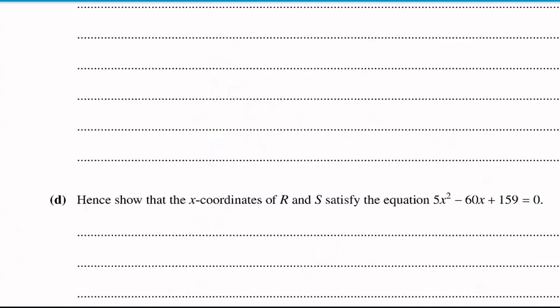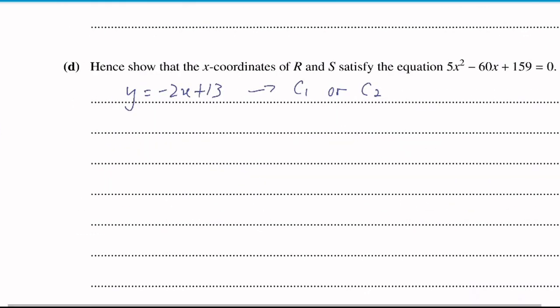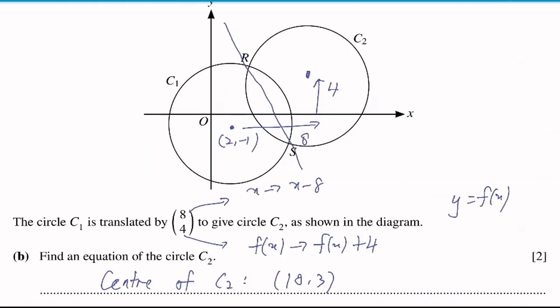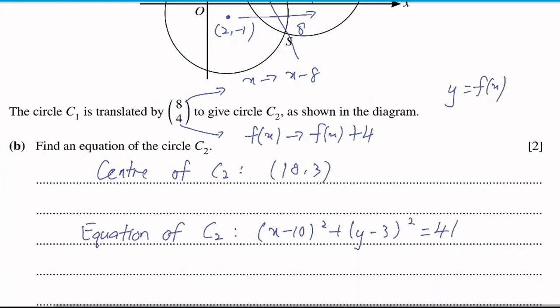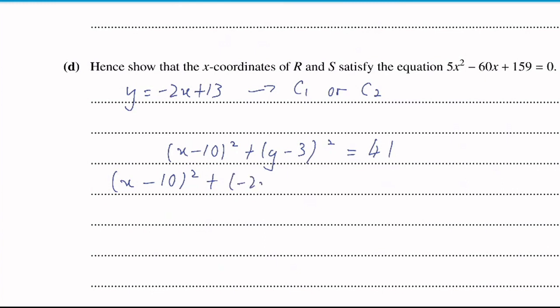So basically, we sub in this relationship, y is equals to negative 2x plus 13, into either C1 or C2. Let's say we make use of the equation for C2. The C2 here is (x minus 10) squared plus (y minus 3) squared is equals to 41. So just sub in the y inside there. The y here is negative 2x plus 13.